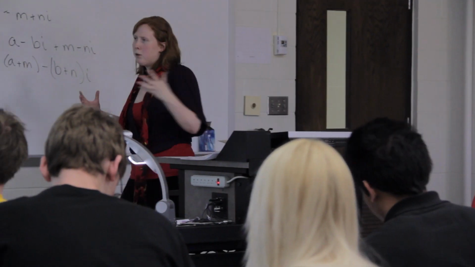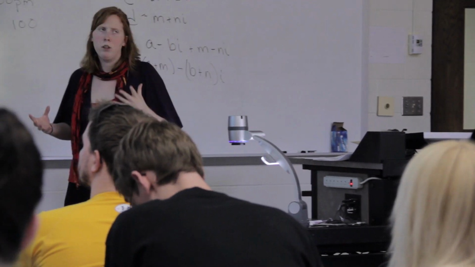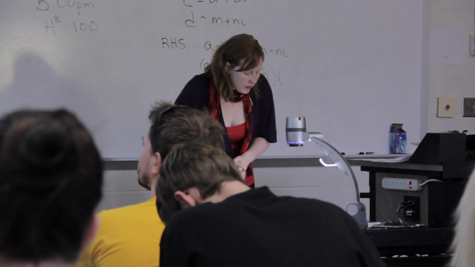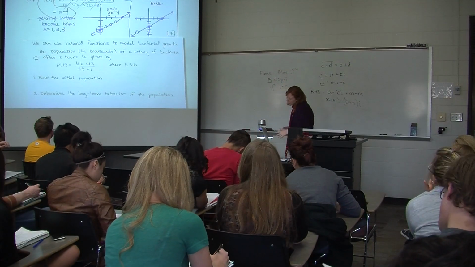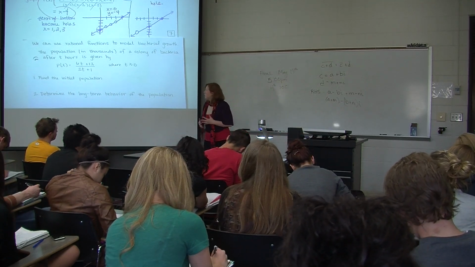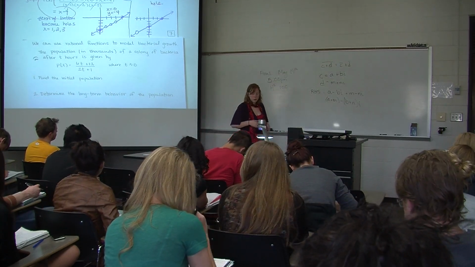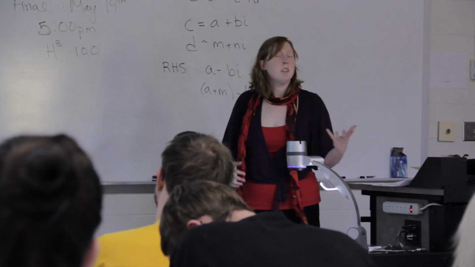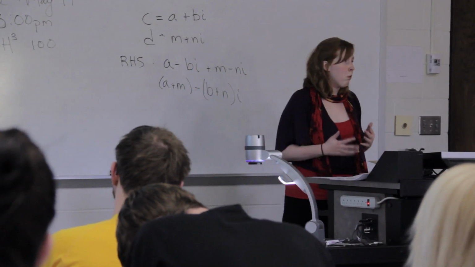So suppose I wanted to model how bacteria is growing in, like, a petri dish or soil or something like that. Okay. Let's say I can determine the population by this rational function. The population is (6t + 12) over (2t + 1), where it's given in thousands, and t is in hours.